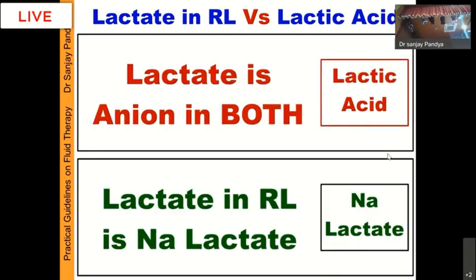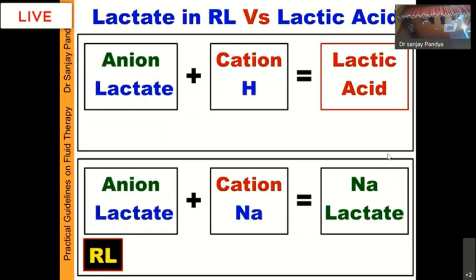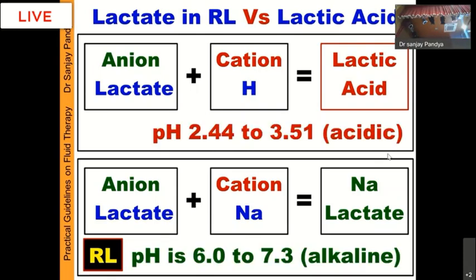So lactate is an anion in both lactic acid as well as in Ringer's lactate. But anion lactate plus cation H is lactic acid. Anion lactate plus cation Na is sodium lactate, which is present in RL. So when H ion is added and lactic acid is prepared, what will the pH be? How much? The pH will be severely acidic.